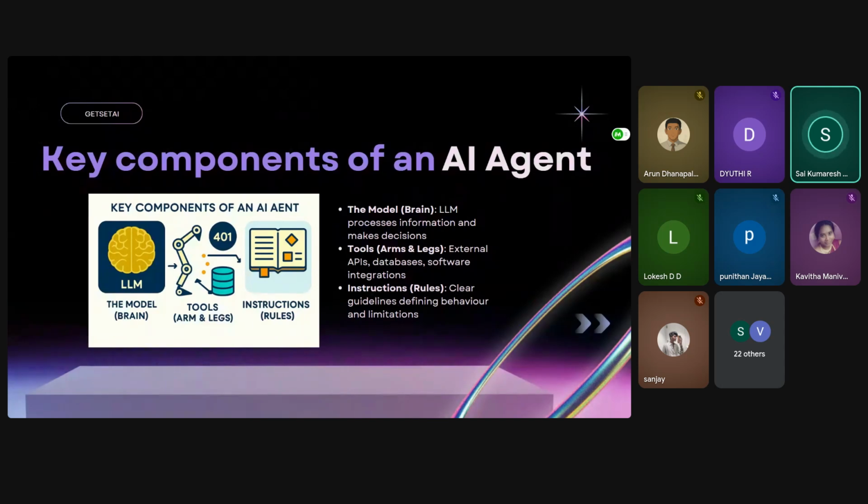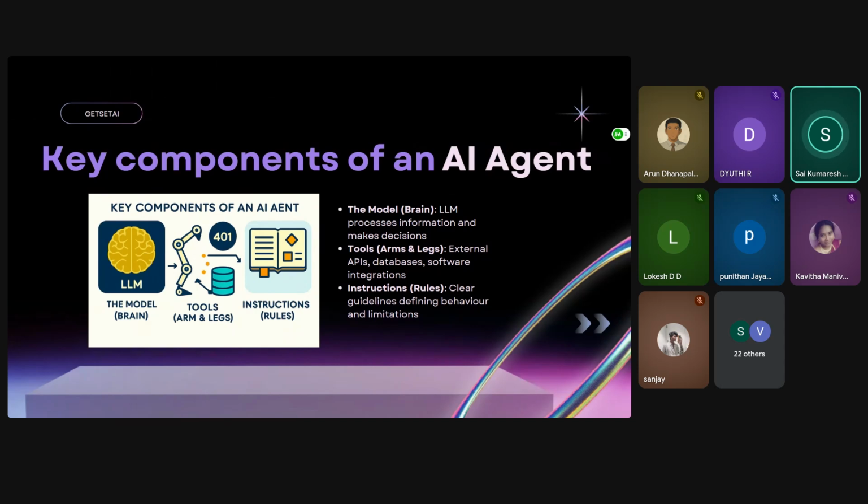So the brain is the model. For example, we'll take OpenAI's ChatGPT 5 model itself. And the tools will be the WhatsApp API. If you connect it to the WhatsApp API, it will be able to access your WhatsApp chats and everything. If we connect it to Google, only then will it be able to access all the mails that you get. So these are the tools.